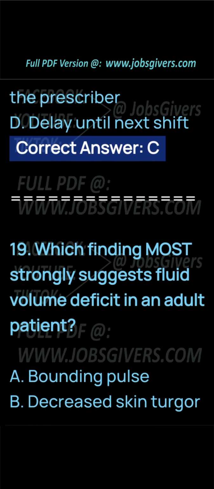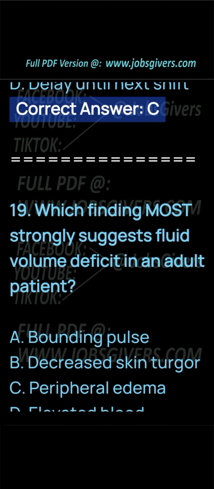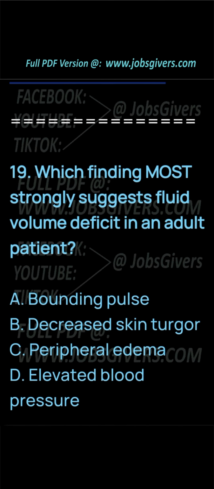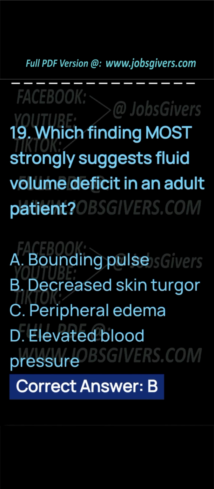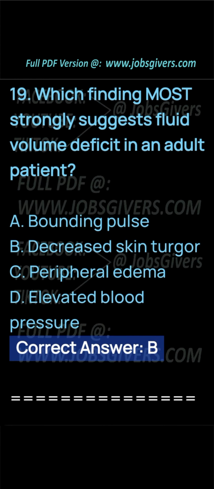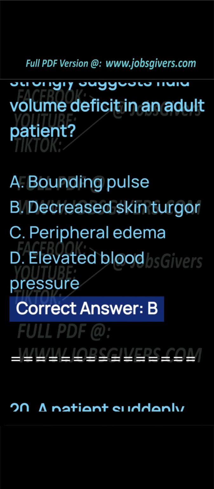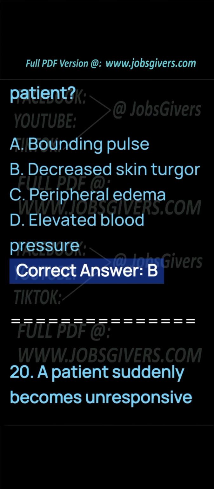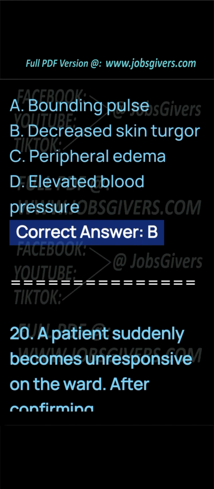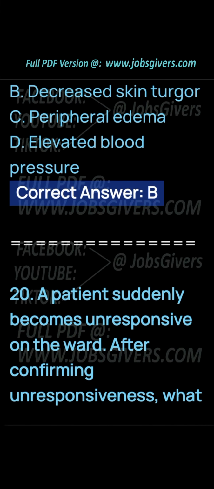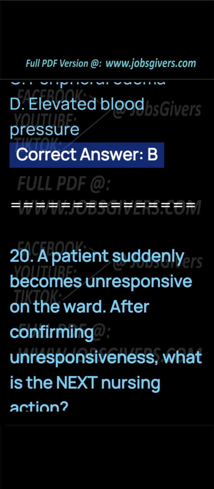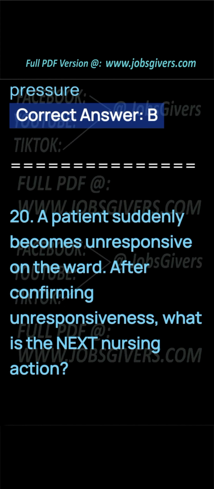Question 19. Which finding most strongly suggests fluid volume deficit in an adult patient? A. Bounding pulse. B. Decreased skin turgor. C. Peripheral edema. D. Elevated blood pressure. Correct answer B.